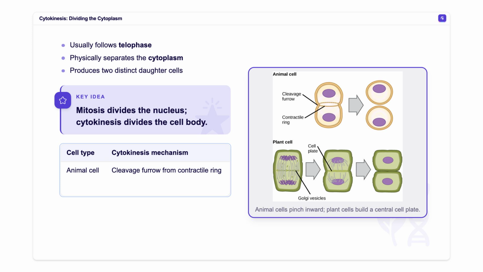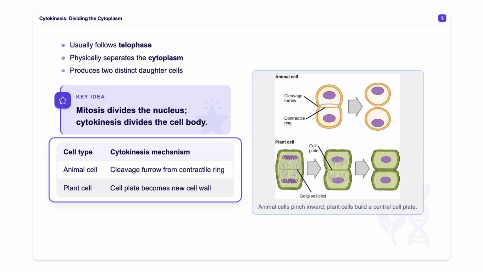Plant cells cannot simply pinch inward because they have a rigid cell wall. Instead, they build a cell plate down the middle, and that cell plate develops into a new cell wall between the 2 daughter cells. Use the comparison table as a quick memory tool. Animal cells form a cleavage furrow, and plant cells form a cell plate. Different mechanism, same goal, separate 1 cell body into 2 cells.